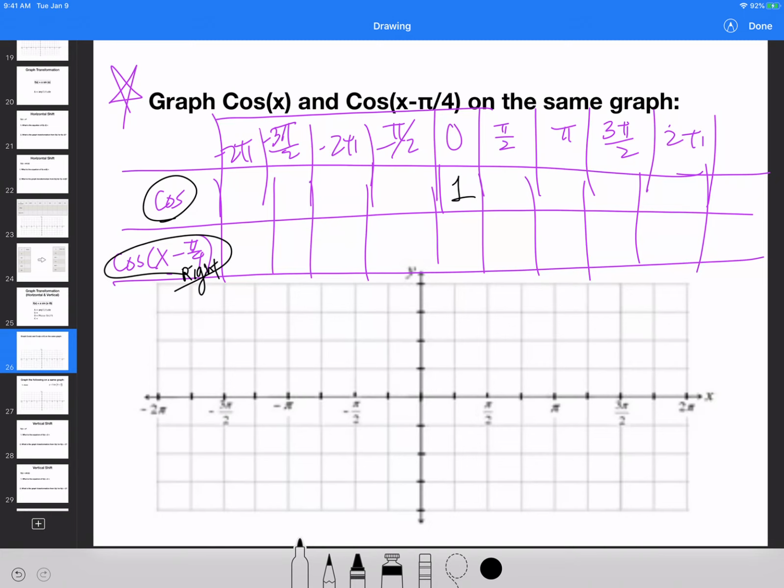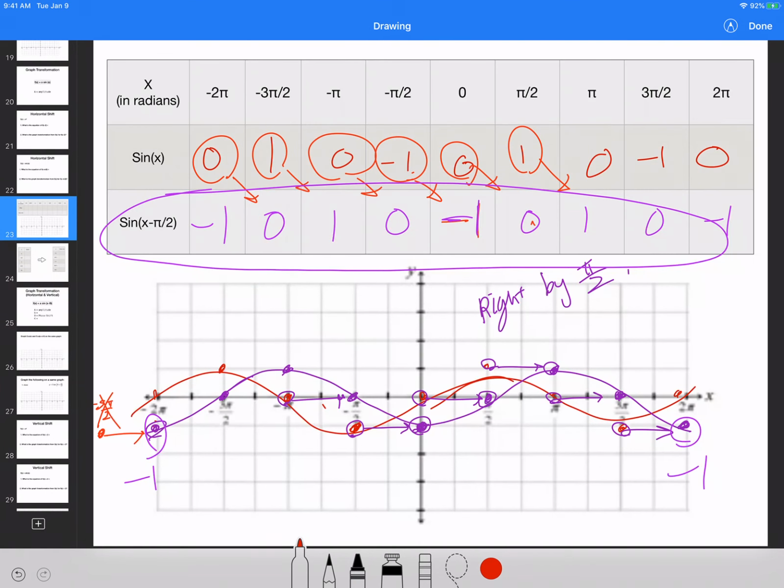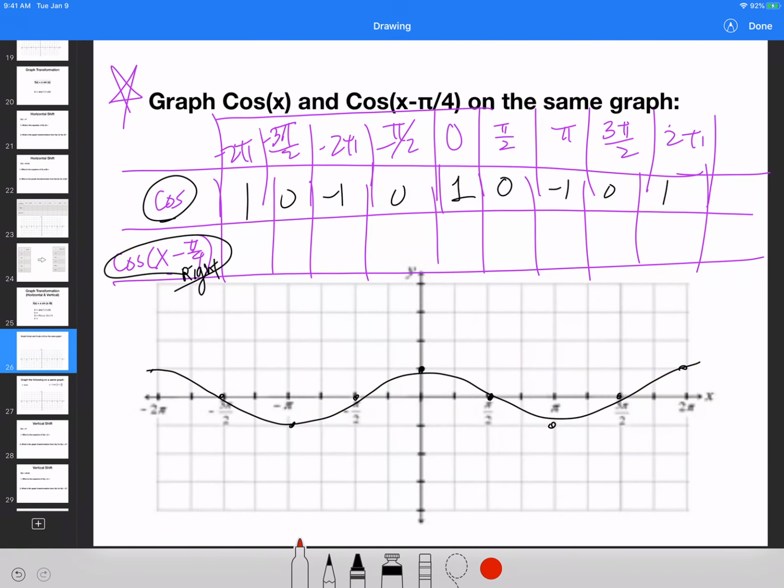Okay, so for cosine of x, what we're going to have is that it's going to start from 0, 1, and then move 0, -1, 0, 1, 0, -1, 0, 1. So my original graph will look something like this. Now, for the next one, what's going to happen is it's going to move by pi over 4. Now notice the one before, it moved by pi over 2. This is moving by pi over 4.